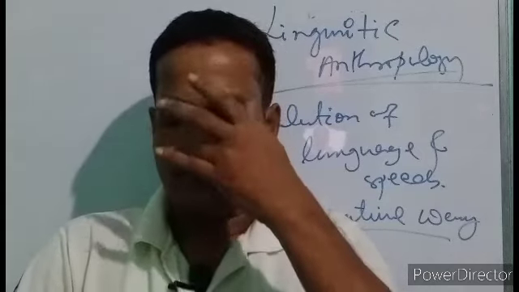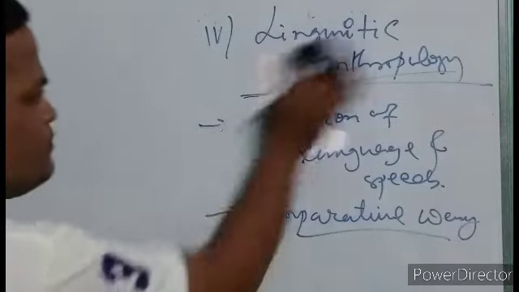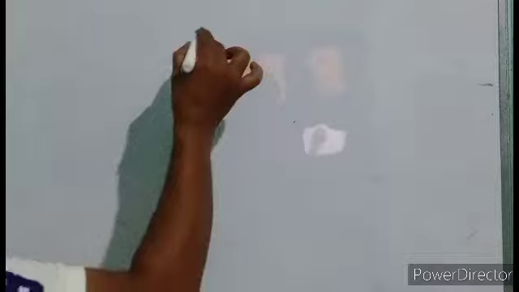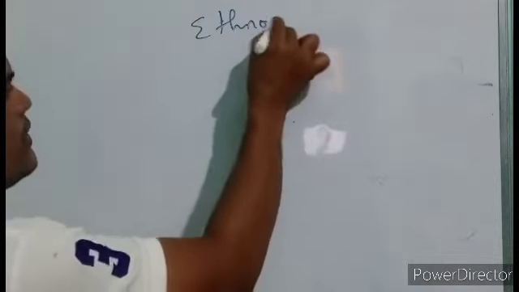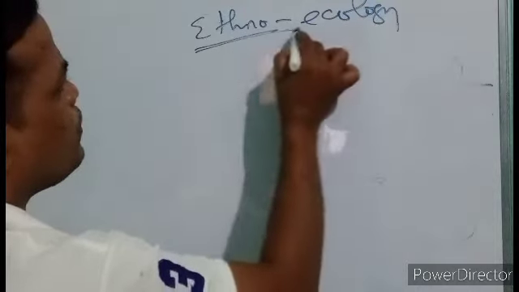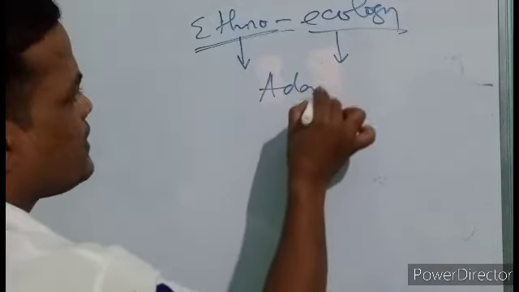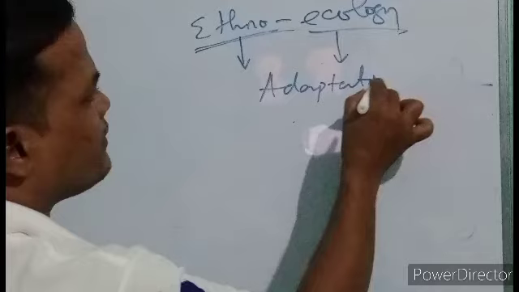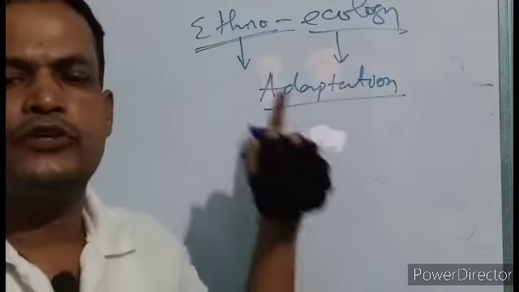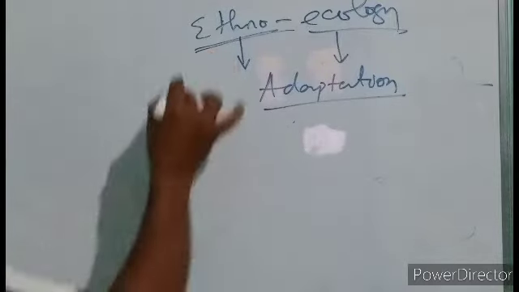ethnoecology, a special subfield of anthropological studies which deals with the adaptation of humans. If we discuss the scope in a broad manner, we will find that anthropology also studies ethnoecology. Ethno is related to human, ecology is the environment. It studies human adaptation with the environment. Anthropology focuses on this part, which is called ethnoecology.